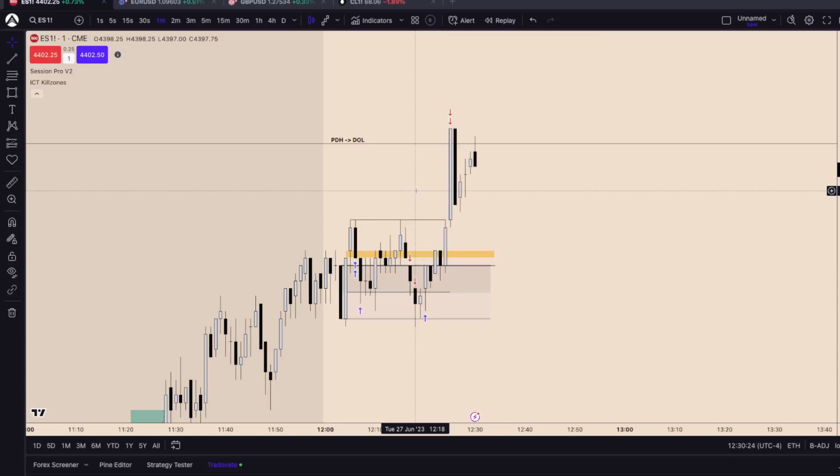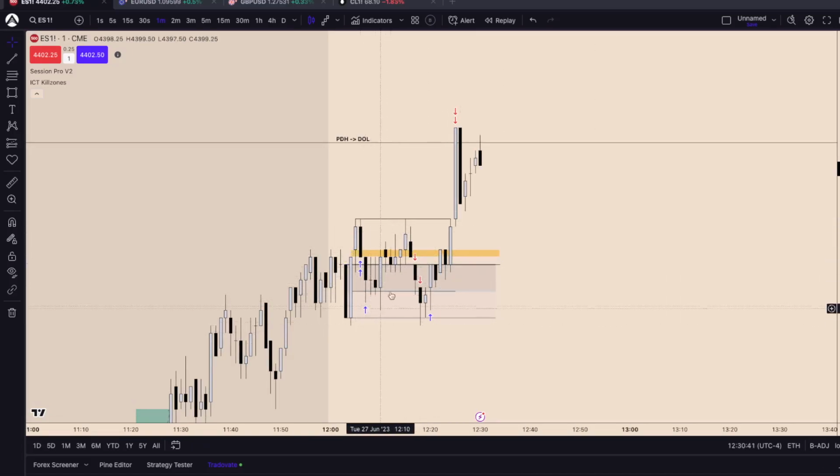So what basically happened is I entered with my first entry right here at the top of this volume imbalance, because, yeah, pretty much a FOMO. The second one I entered right here at the open of this volume imbalance, and the third one I entered right here on this order block. So as price moved on, I had 3 contracts going on.